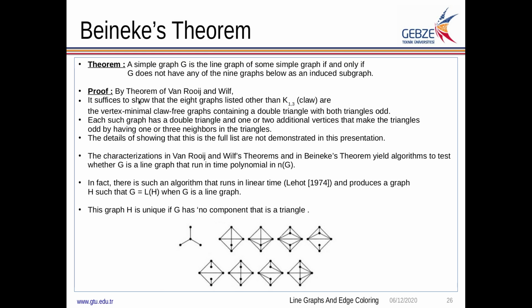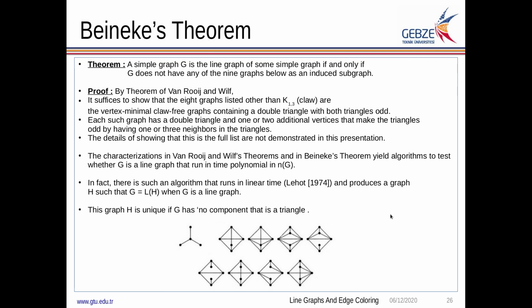It suffices to show that the 8 graphs listed other than K_{1,3}, the claw, are the vertex-minimal claw-free graphs containing a double triangle with both triangles odd. Each such graph has a double triangle and 1 or 2 additional vertices that make the triangles odd by having 1 or 3 neighbors in the triangles. The details of showing that this is the full list are not demonstrated in this presentation.